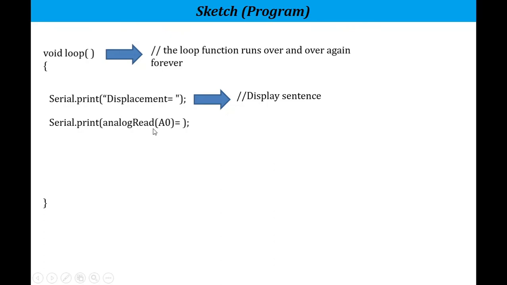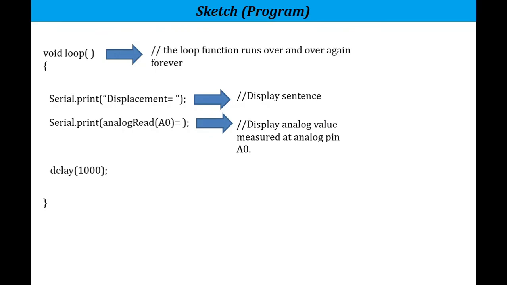Now what is the purpose of this analogRead? It will read the analog signal coming from the LVDT, which is connected to pin number A0. So it displays the analog value which is measured at the analog pin A0. And here again a delay is provided, that is wait for a second. This is the sketch or the program for interfacing LVDT with ATmega 328P. Thank you.